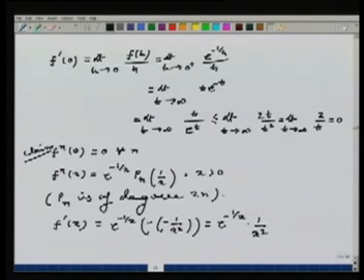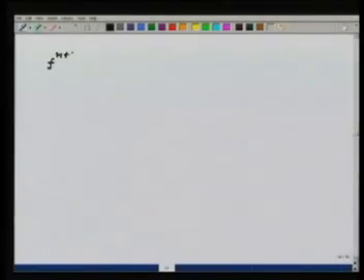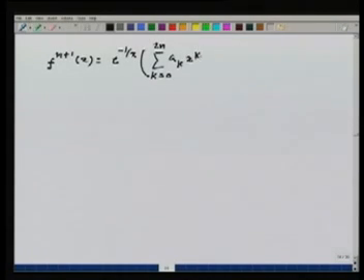So I will assume the induction hypothesis that the result is true for n. I want to prove it for n plus 1. So what is f n plus 1 x? That is the derivative of the function e to the power minus 1 by x times pn x. Now there is a polynomial here which I know, so I will write down the polynomial here. It is summation k from 0 to 2n ak x to the power k, the prime of this function. This is my fn plus 1 x.